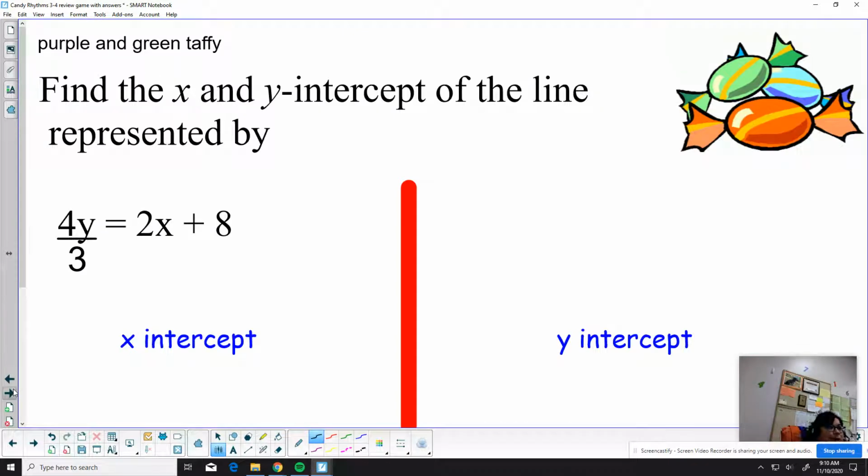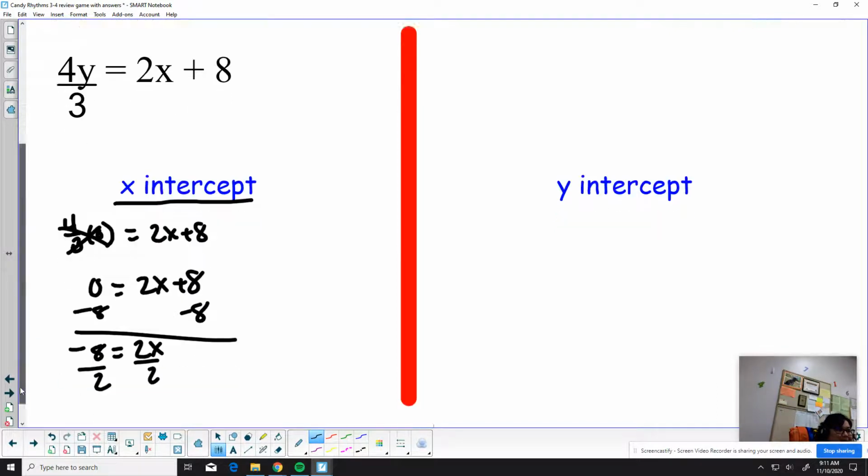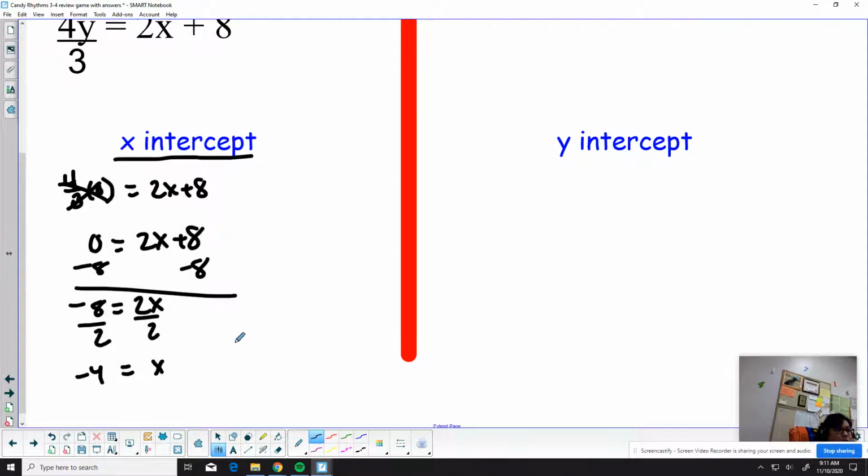Find the x and y intercept of the line. This is where we plug 0 for the opposite letter. I can put this in standard form, but it's not necessary, so I'm not going to. If I have the x intercept, I plug 0 for y. So I would put 0 right here, and that would just 0 out. So that's 0 equals 2x plus 8. Then I just solve: negative 8 on both sides and divide by 2. My x-intercept is negative 4, which means the point is negative 4, 0.